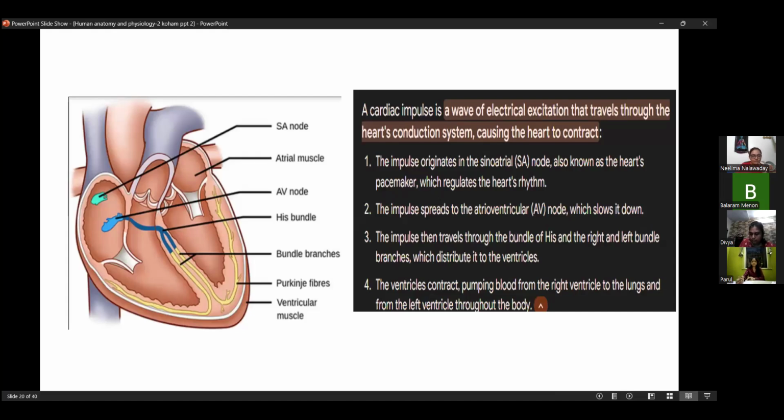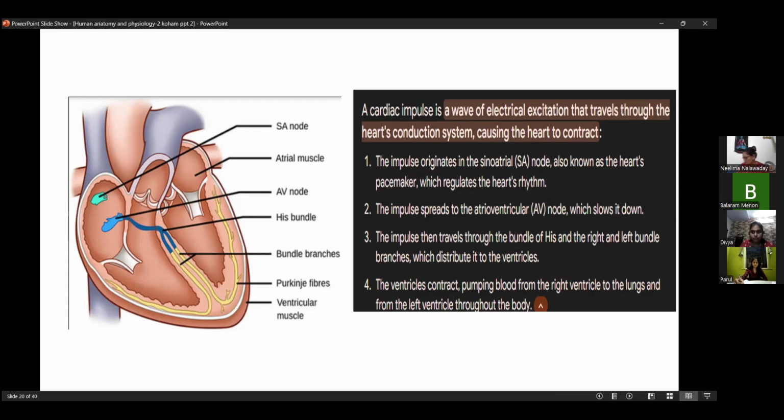So that electrical impulse, where is it originating from? This wave of electrical excitation originates here. It is called the SA node, the sinoatrial node. The nervous system works through electrical impulses only. They pass all the signals through electrical impulses only. So that type of impulse originates in the heart here in the sinoatrial node, which is located in the right-sided upper chamber.